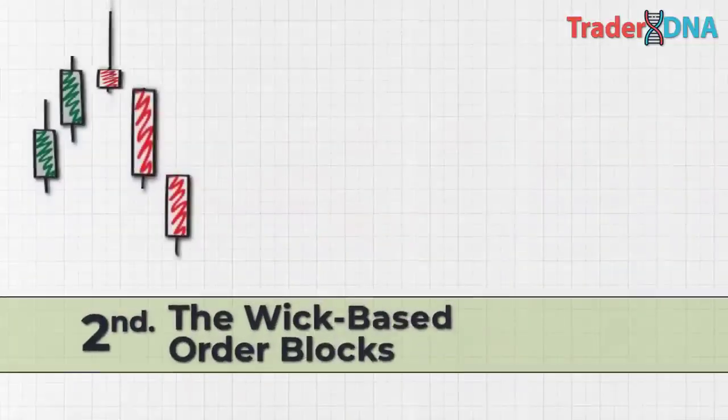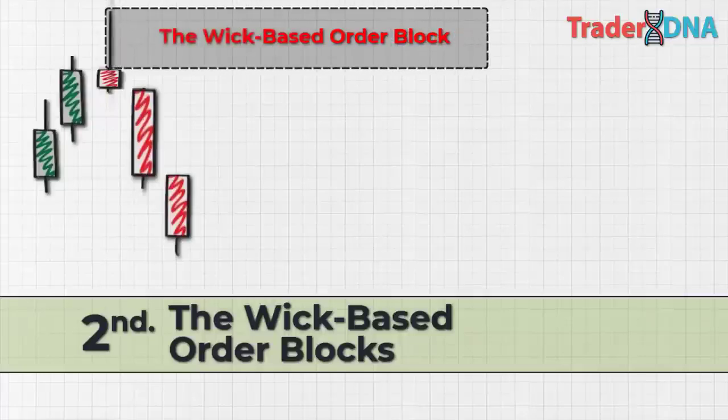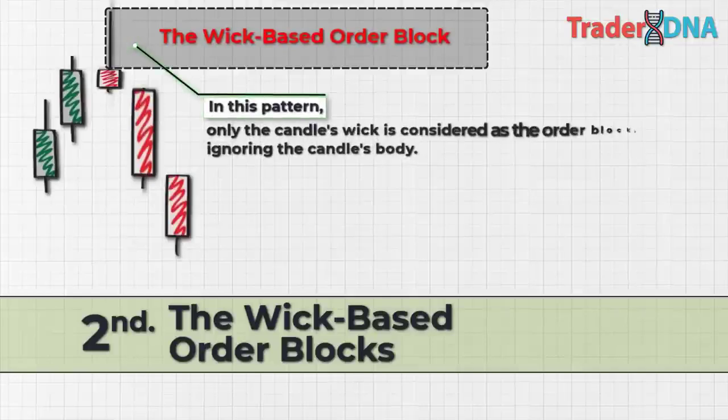The second type of order blocks is the wick-based order block. In a bearish market, wick-based order blocks happen when the shadow or wick of the last buying candle, or the first bullish candle of the week, is larger than half the size of the whole candle. In this pattern, only the candle's wick is considered as the order block, ignoring the candle's body. This method gives us a smaller and optimized zone, compared to considering the entire candle size as our interest area.